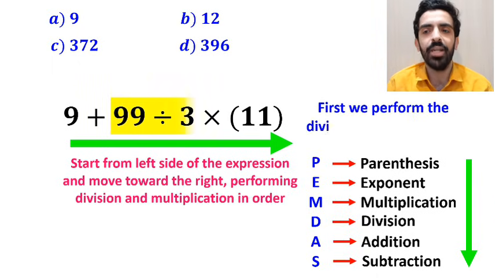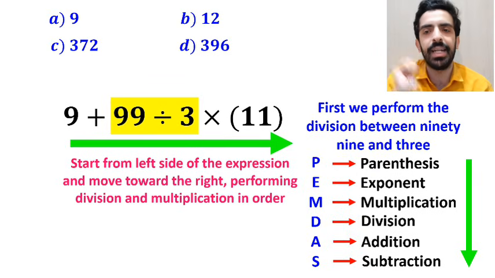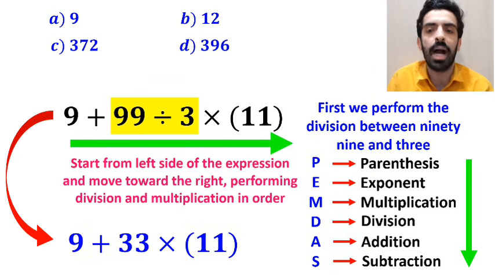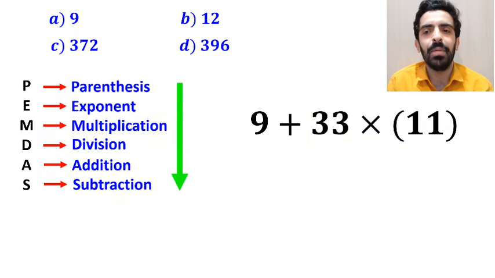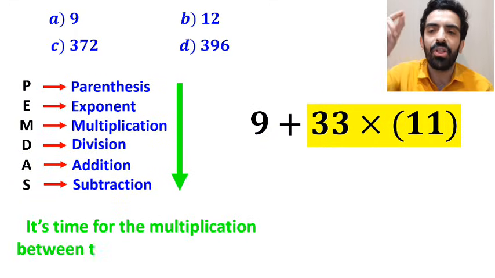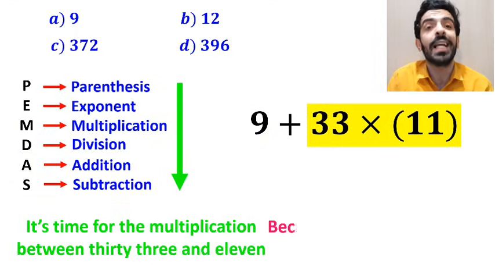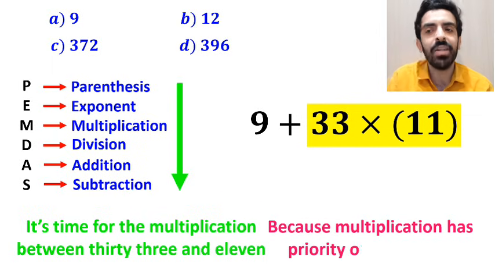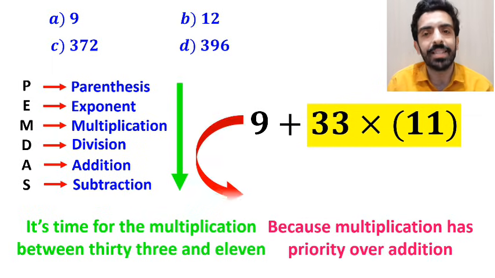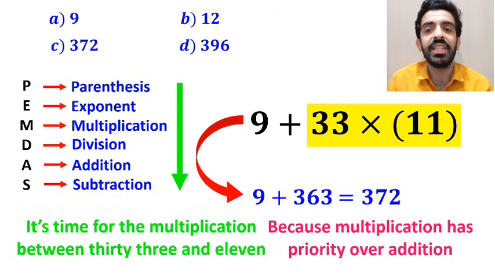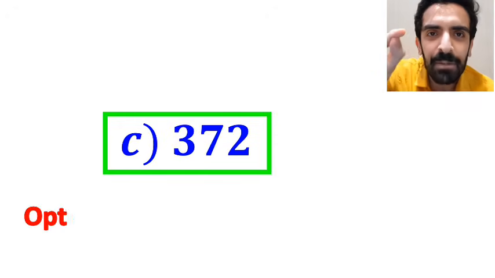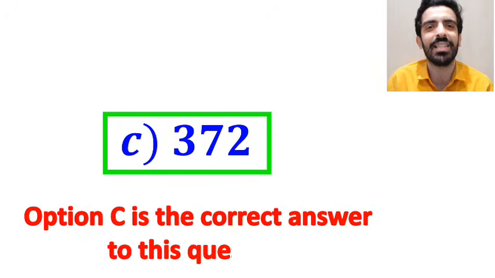So, first we perform the division between 99 and 3, which simplifies this expression to 9 + 33 × 11. In the next step, it's time for the multiplication between 33 and 11, because multiplication has priority over addition. So, instead of this expression, we can write 9 + 363, which ultimately gives us the answer 372. That's great. Option C is the correct answer to this question.